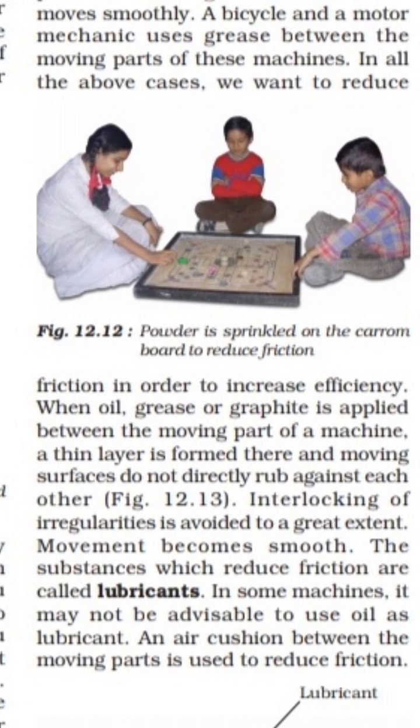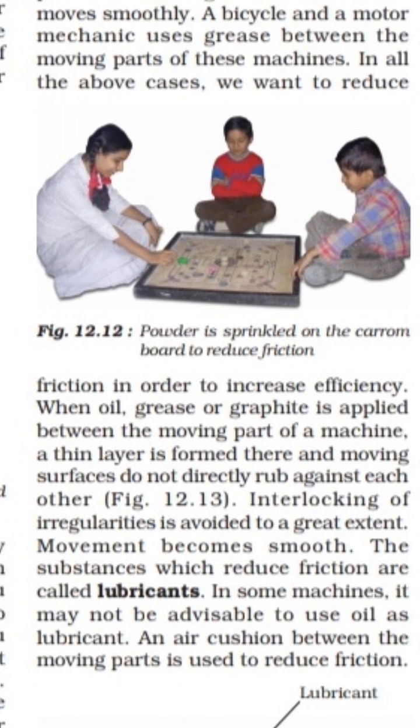Efficiency, कार्यक्षमता. त्याची कार्यक्षमता वाढवण्यासाठी आपण काय करतो? फ्रिक्शन रिड्यूस करतो. When oil, grease or graphite is applied between the moving parts of a machine, a thin layer is formed there and the moving surfaces do not directly rub against each other.